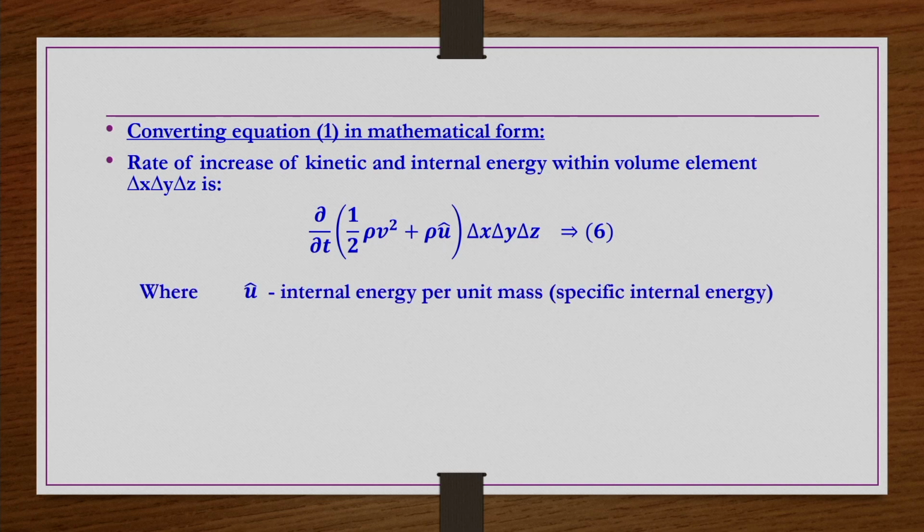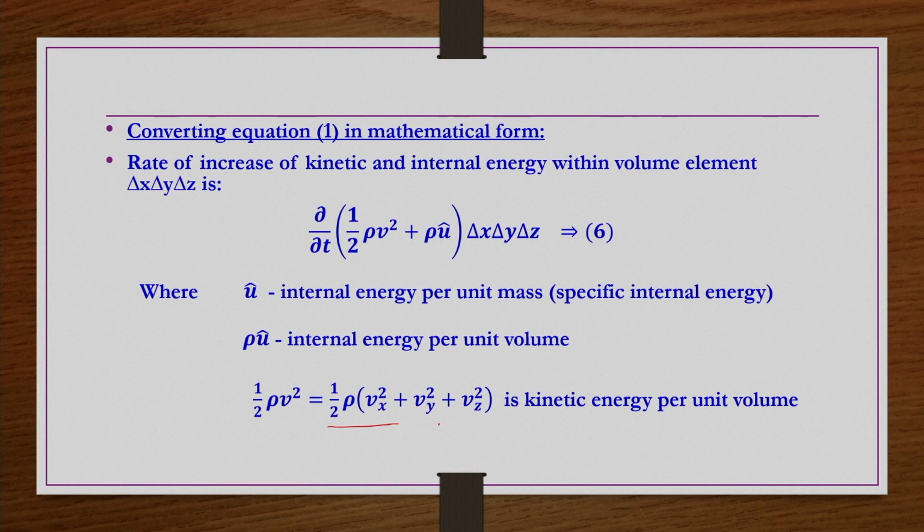Here U tilde is internal energy per unit mass, sometimes also referred to as the specific internal energy, and then rho U tilde is nothing but internal energy per unit volume, whereas half rho v square, when you expand it as half rho (Vx square plus Vy square plus Vz square), is nothing but the kinetic energy per unit volume. So, all these quantities we are writing per unit volume. Remember, V is a vector V. Many times it is clearly written as a vector, and if it is not written explicitly, it still stands for the V vector here.